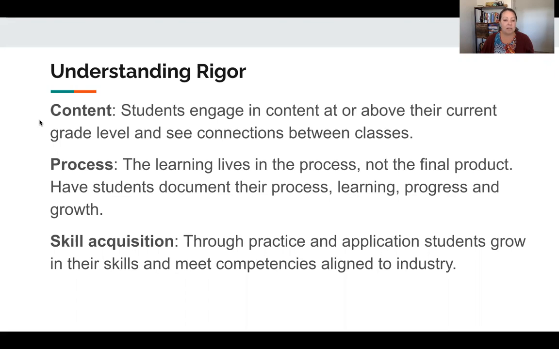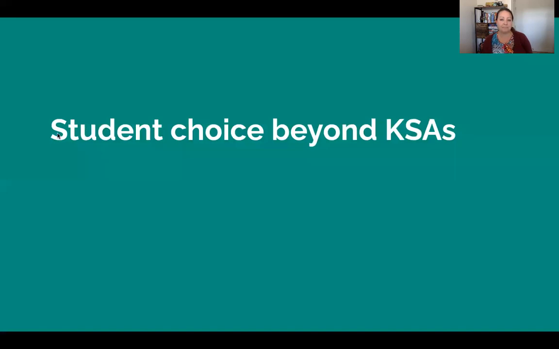And then also thinking about what skills they are going to come out of the project with. Things like practice and using those skills, applying their skills, allow students to grow and meet competency, which really means that they can perform that skill as needed in the right way. And so as we think about rigor, we want to think about not just the information, but how they are using that information and how they are acquiring those skills.